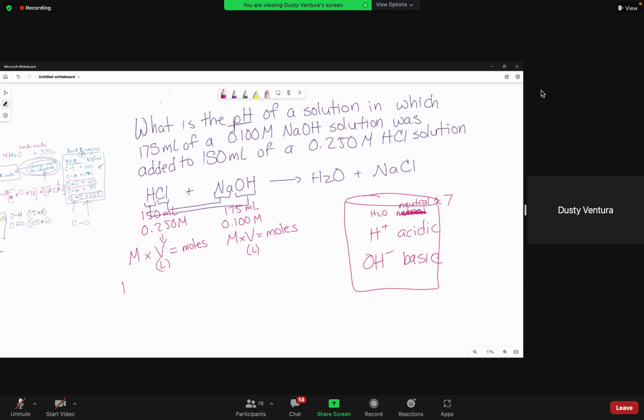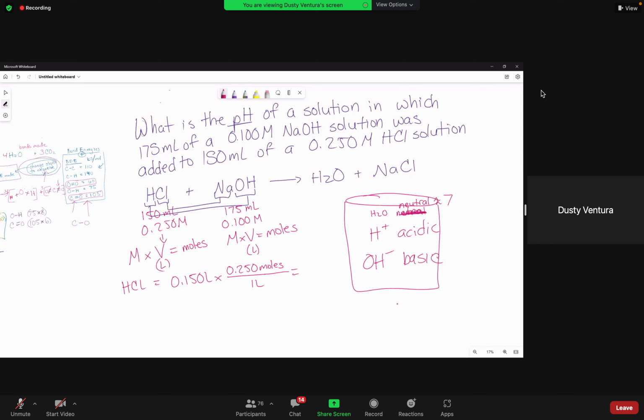So let's do HCl. Molarity times volume. I was just going to say that molarity is moles per liter, and to get to moles, we need to multiply by liters. That is exactly the stoichiometry.